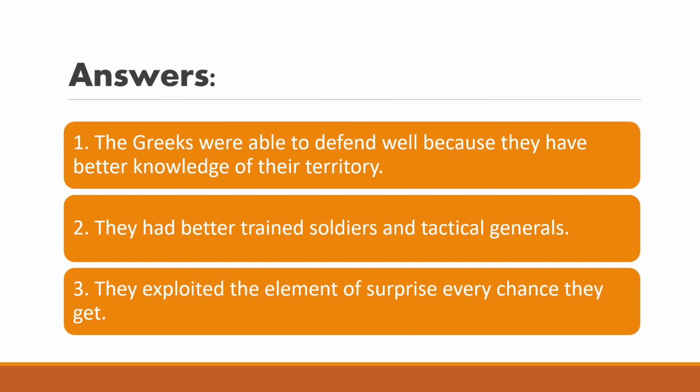The answer to why the Greeks were able to win against the Persians is as follows. The Greeks were able to defend well because they had better knowledge of their territory. They had better trained soldiers and tactical generals compared to the Persian army, and they exploited the element of surprise every chance they got. Any variation close to these answers will be accepted.